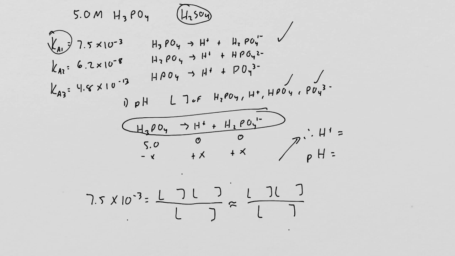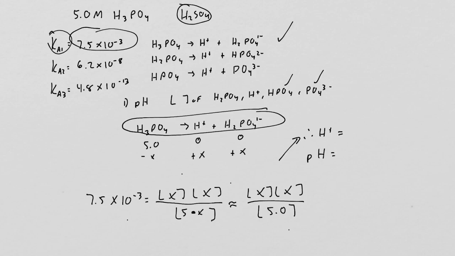Okay? And what I've got here is a usual ice table. I've got 5, 0, 0, and the usual minus x, plus x, plus x. And I'm going to make the usual assumption. This is 5 minus x, this is x, this is x. And I'm going to say, oh, but this isn't changing by much. Why? Because the Ka is 10 to the minus 3 here, so it's probably going to change by less than 5% of 5. So I'm just going to use 5.0 over here, and then I'm going to solve for x.